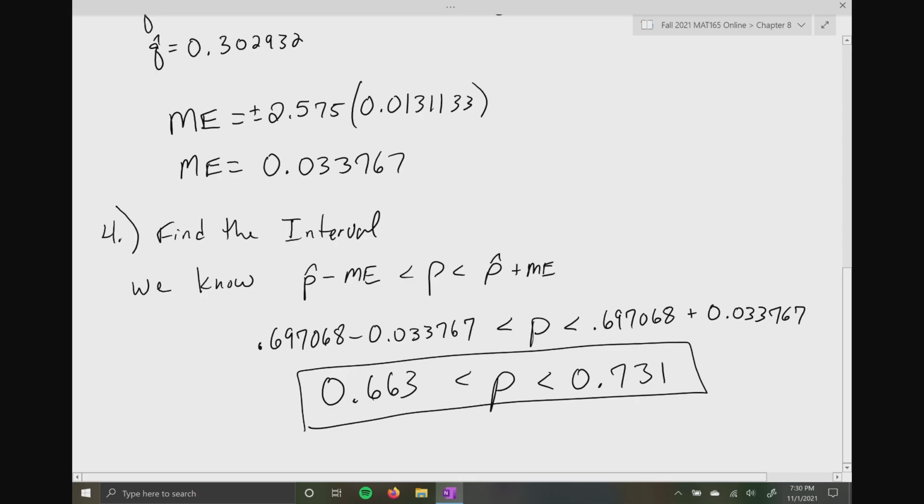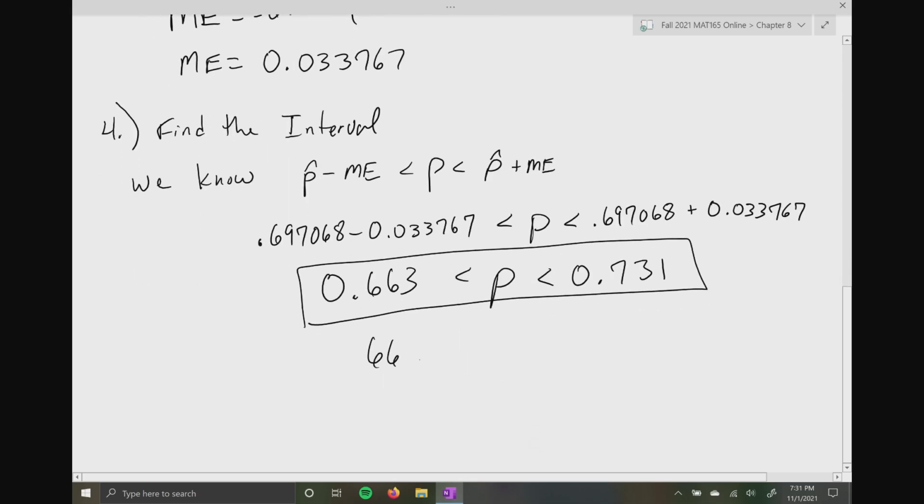Now, if you're thinking about this in terms of percentages, 66.3% and 73.1%. Okay? So what we've just done is found our confidence interval. But now let's go back and read the question one more time. All right? They wanted us to find the 99% confidence interval estimate of the proportion of medical malpractice lawsuits that are dropped or dismissed. So let's interpret this first.